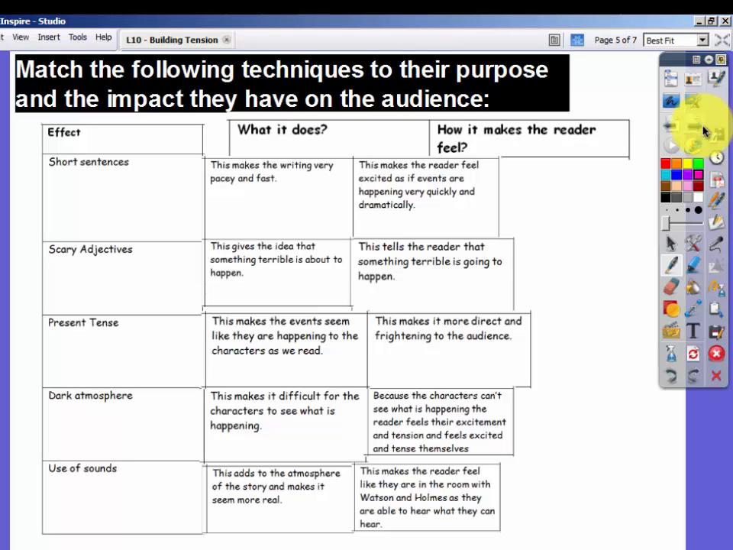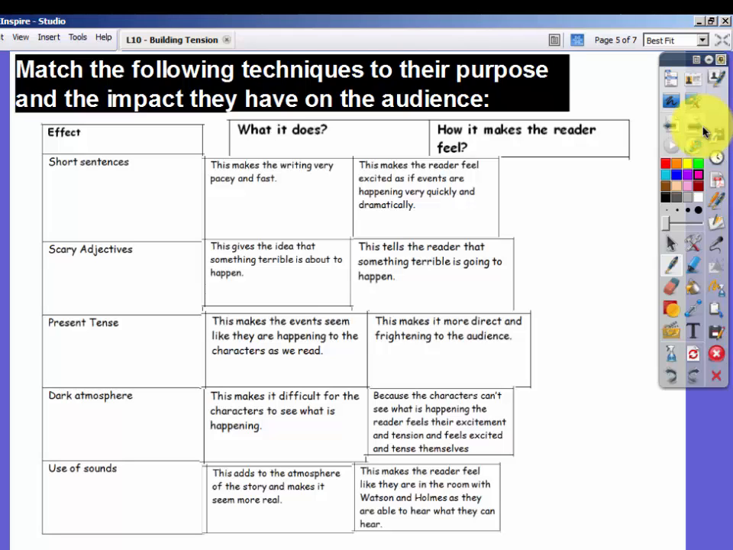And the same is true about scary adjectives. You need to select which adjectives work and how they work. The same is true about understanding that it's written in the present tense, as if it is happening to you. The events seem like they're there. As you read, you become involved in it as it's happening.